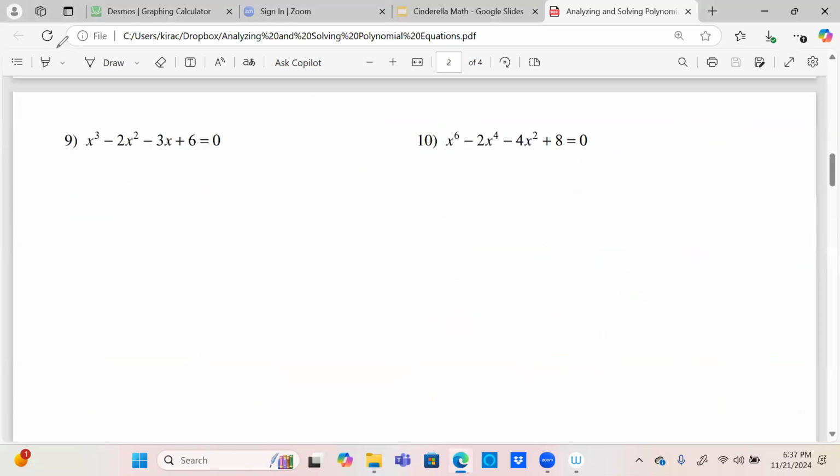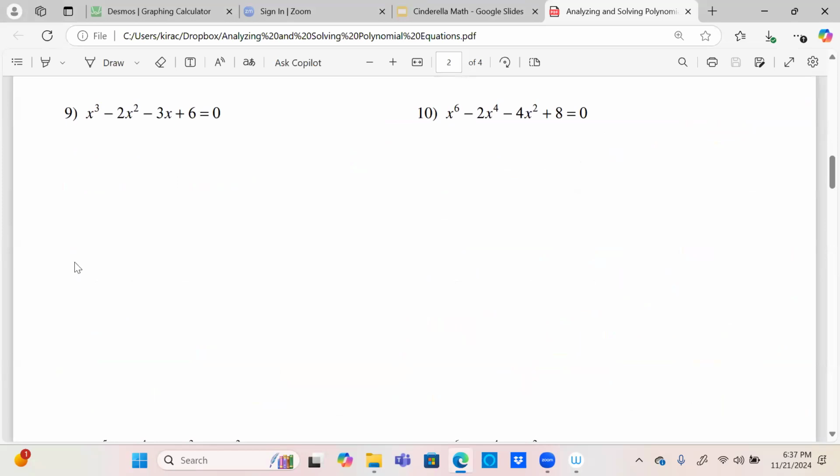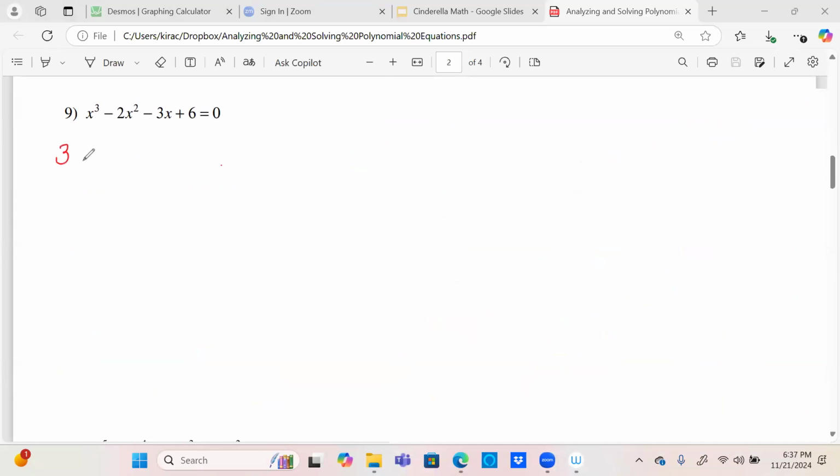Flipping over, continuing with the odds, number 9. We're going to have 3 total answers because that's the highest power, 3 complex. Okay, go for the imaginary. It has to be even, so the biggest even we can do is 2, or we can do 0 imaginary. If it's 2, that would leave room for 1 real. If it's 0, we would have 3 real solutions.